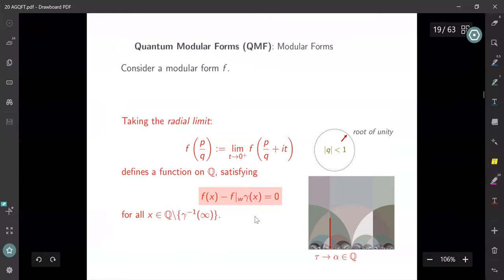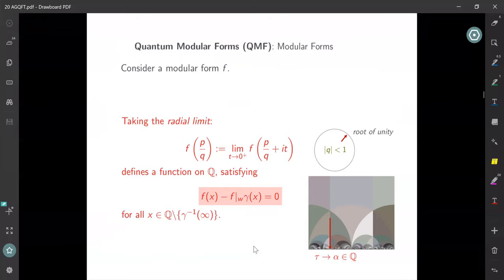Okay, with an abuse of notation, I use the same letter for the modular form, the function on the upper half plane, and for the function defined on the rationals that I obtained by taking the radial limit. And I'll keep abusing the notation in this way for the rest of the talk. So please interrupt me if something's not clear.